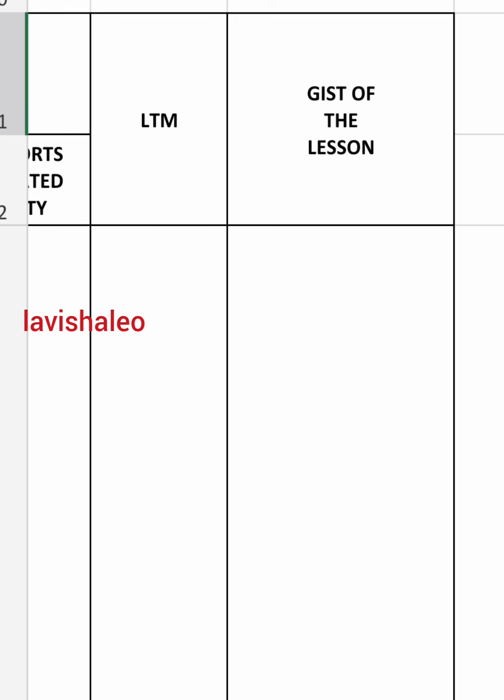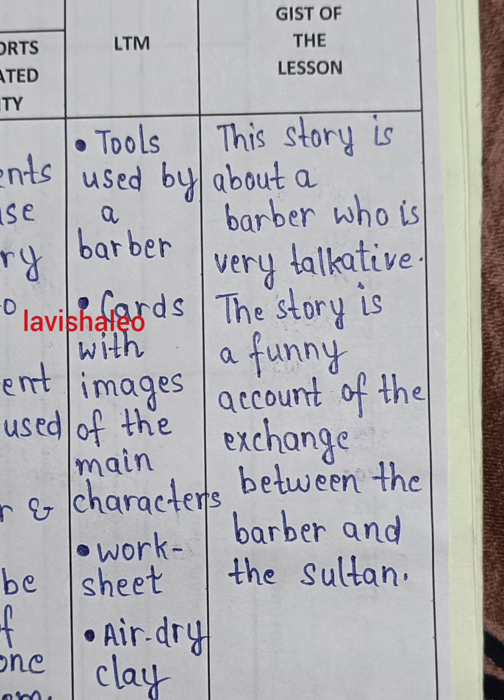The next column is of LTM, or whatever learning teaching material you want to use, you have to mention it in this column. And the last column of this page is titled Gist of the Lesson. Whatever your story is about or the topic is about, mention the summary of it in this column.